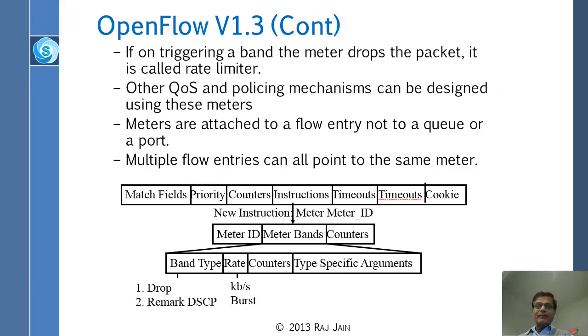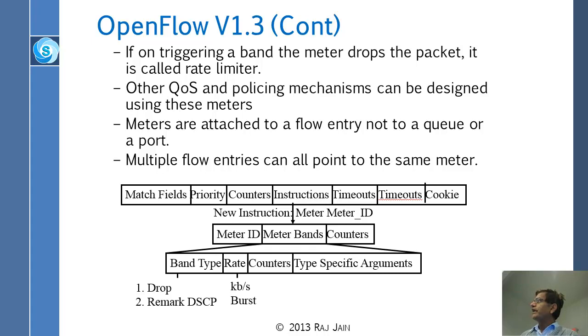Now, on triggering a band, the meter drops the packet. If it drops the packet, then we call it a rate limiter. That's just an example. Right? If you want to implement a rate limiter, you just say that you triggered the band, drop it. Other QoS mechanism can be designed using these meters. Right now they have only one mechanism, which is rate limiter, but others will come in the future.